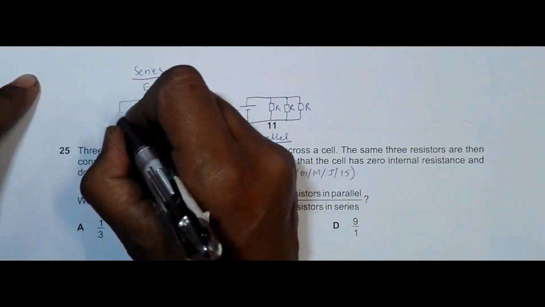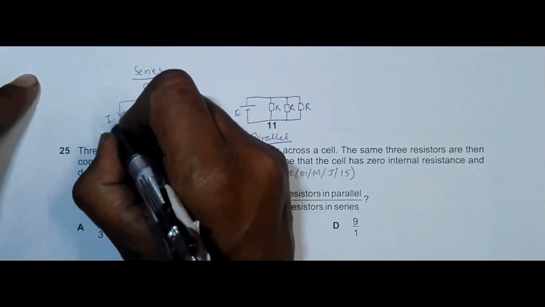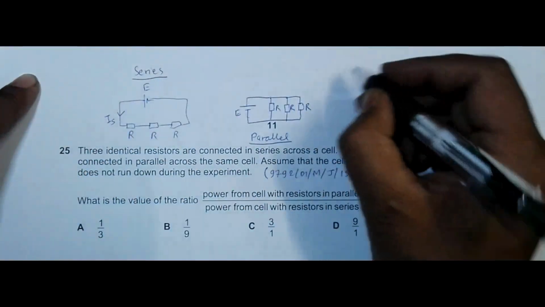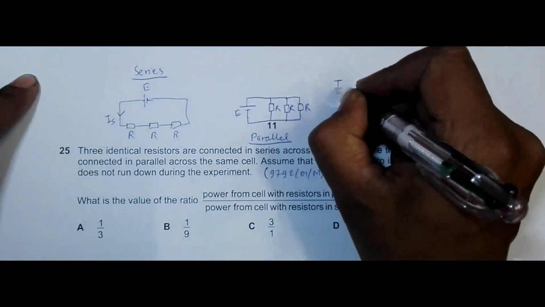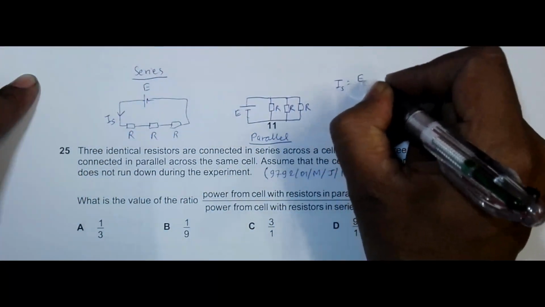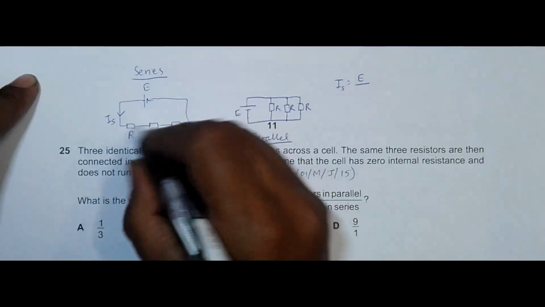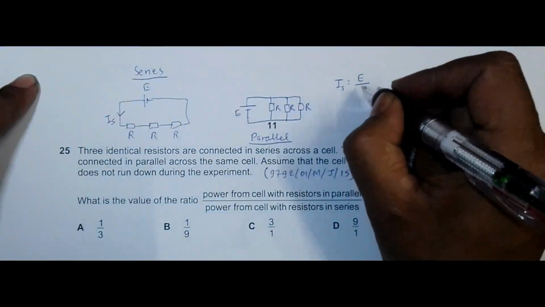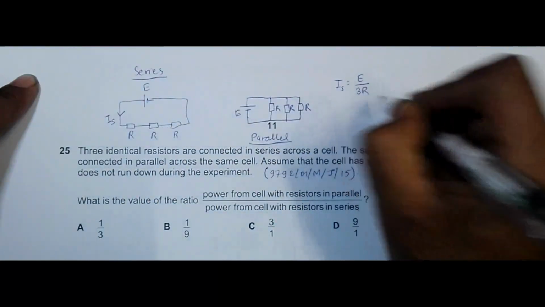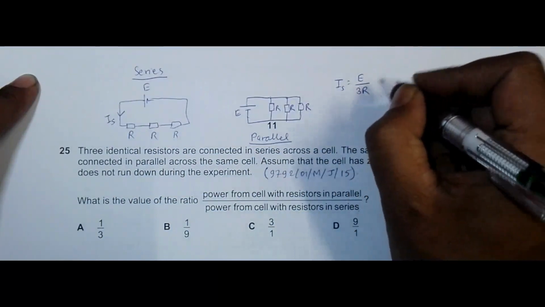Let's first find the I here. So let us say this is IS. S stands for series. The value of IS should be equal to E divided by the sum of all the resistors. So it is 3R. IS equal to E by 3R.